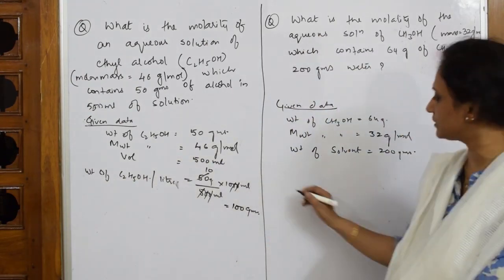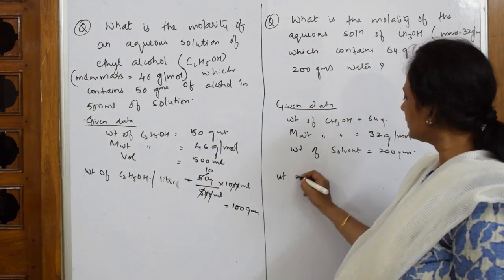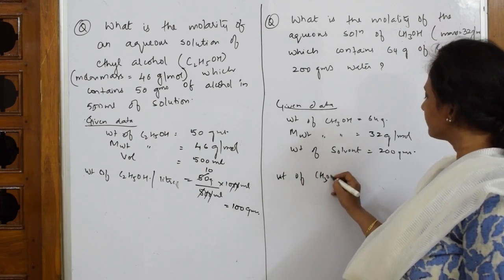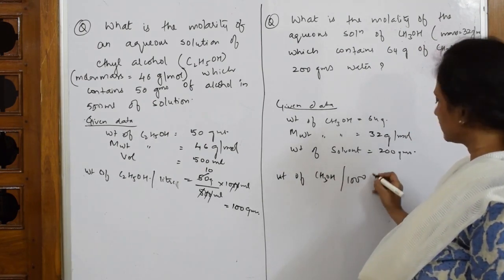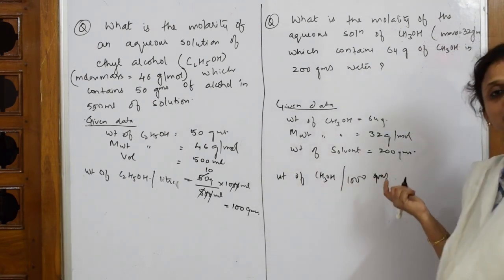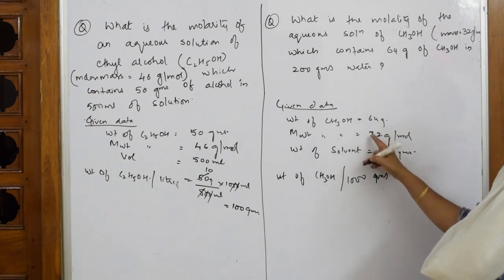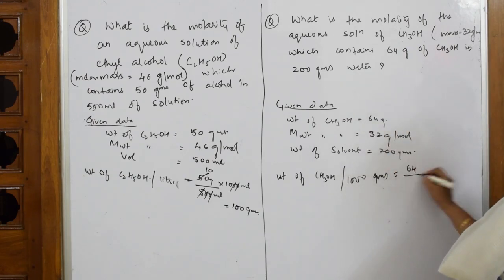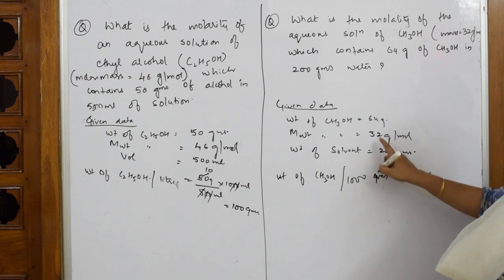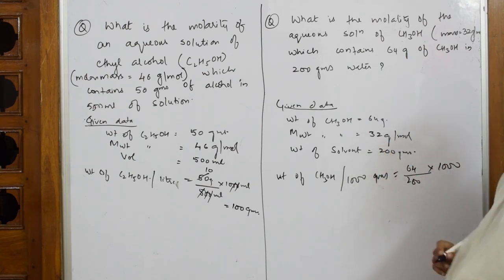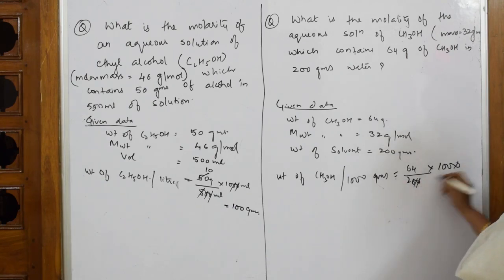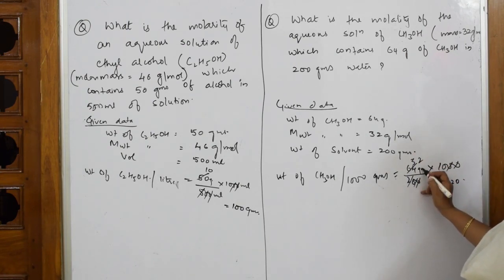Now here also the same thing. Weight of methanol per 1000 grams of solvent, because it is molality. What is the weight of methanol given? 64 divided by your solvent, which is 200. Standardize it to 1000. You have got 320. Now what is this weight? This is grams, isn't it?